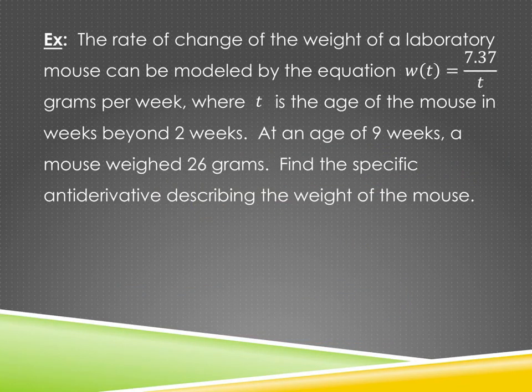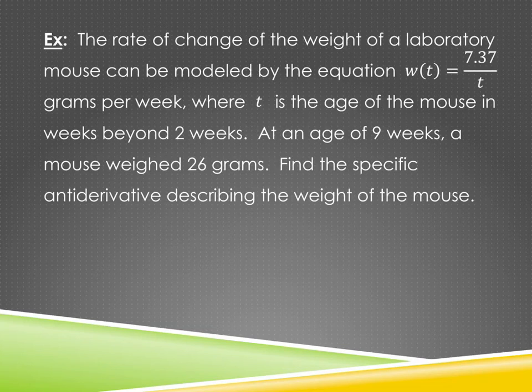We've seen this lab mouse before, with different problems. The rate of change of the weight of a laboratory mouse can be modeled by the equation W prime of t equals 7.37 over t grams per week, where t is the age of the mouse in weeks beyond 2 weeks. In other words, if it was a 5-week-old mouse, t would be 3. It's how long it is after the 2 weeks. We've seen this before, if you remember.